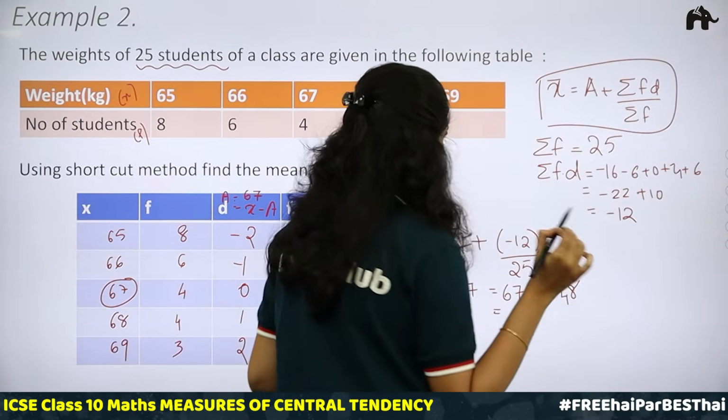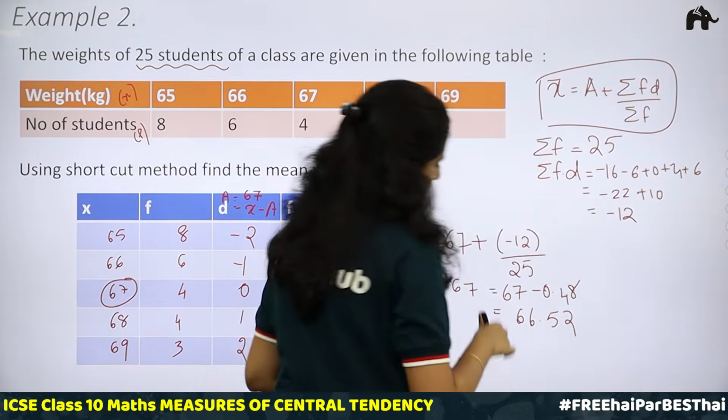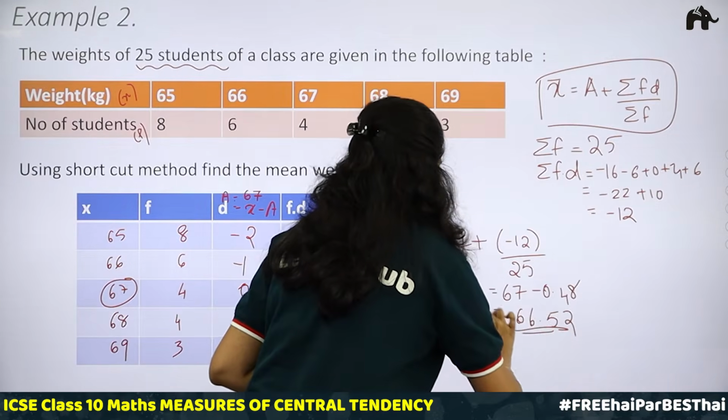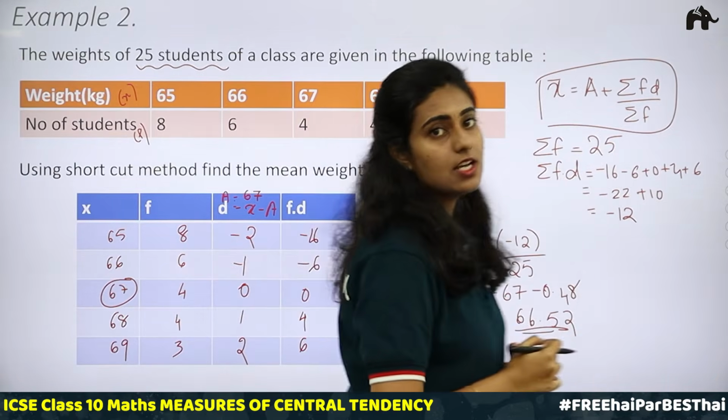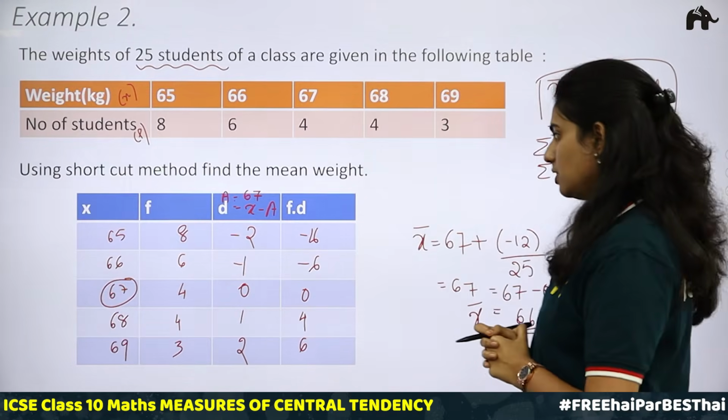You will be getting 66.52. Okay, 66.52. So, the required mean using the shortcut method is equal to 66.52.